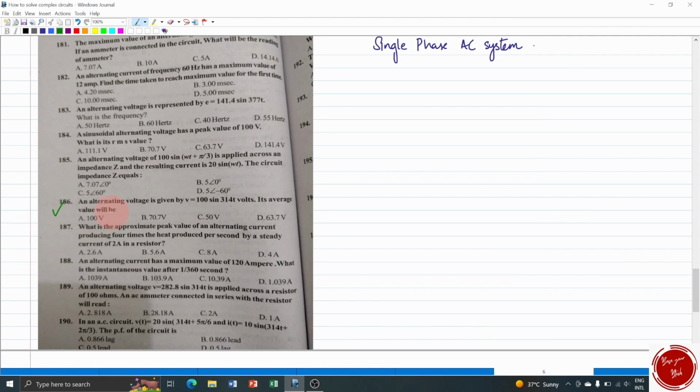Question number 186. An alternating voltage is given by V equal to 100 sin 314t volts. Its average value? The average value of a sinusoidal wave is 2Vm by pi. From this equation it is clear that the maximum value is 100. So V average is equal to 2Vm by pi, which is 2 by pi into 100. The value of 2 by pi is 0.637 into 100, so it becomes 63.7. Option D is the right answer.